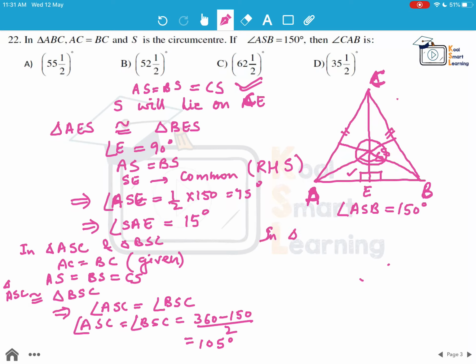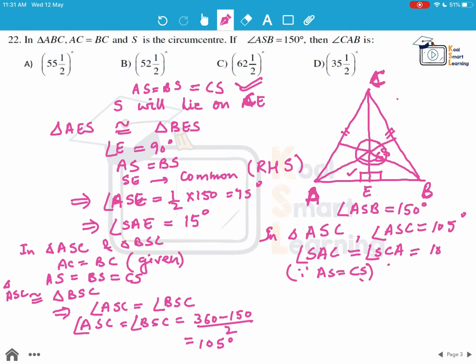Now in triangle ASC, we know that this angle is 105 degree. Now angle SAC will be equal to angle SCA. Why? Because AS is equal to CS. So the opposite angles are equal. So this would be equal to 180 minus 105 by 2. So this comes out to be 37.5 degree.